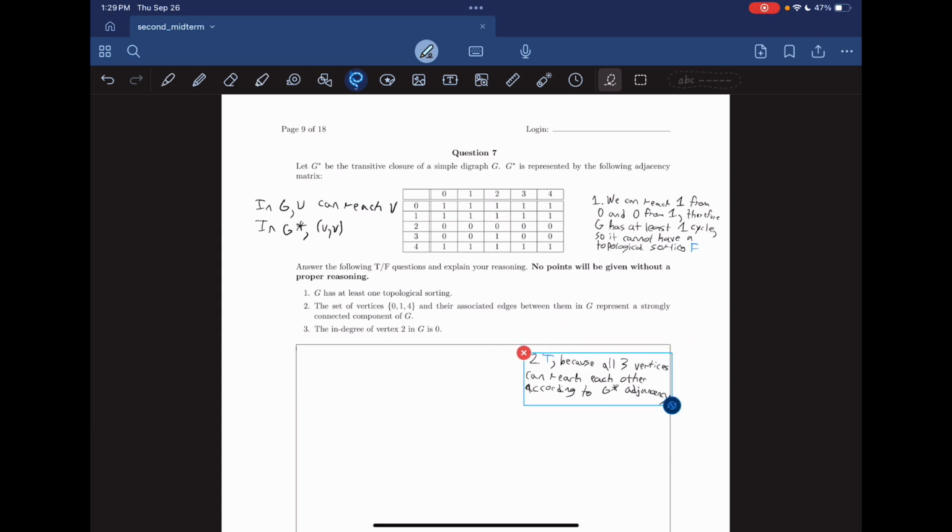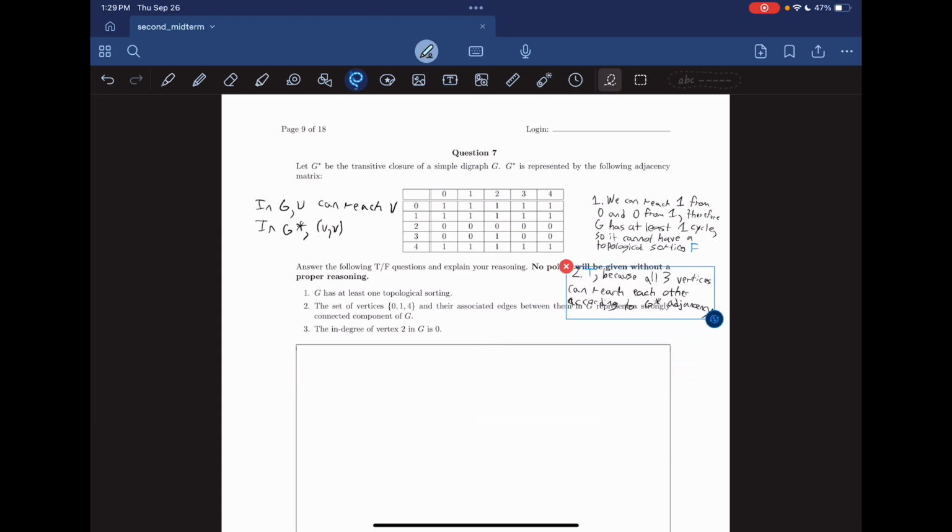All right, one last part to the question. Last part to the question is part 3. It says the in degree of vertex 2 in G is 0.